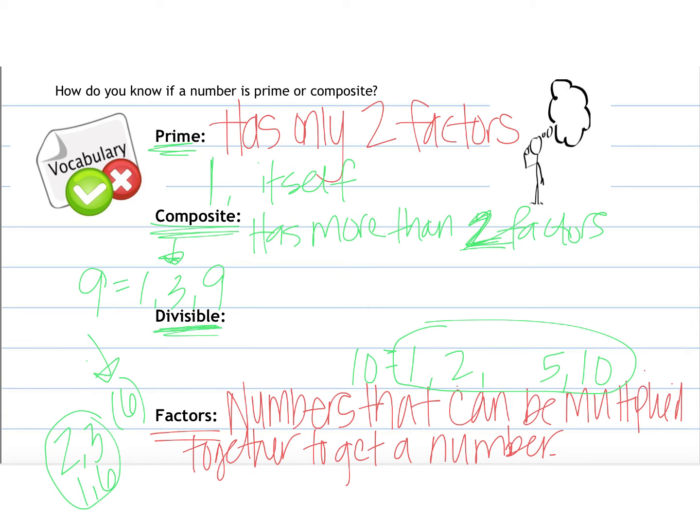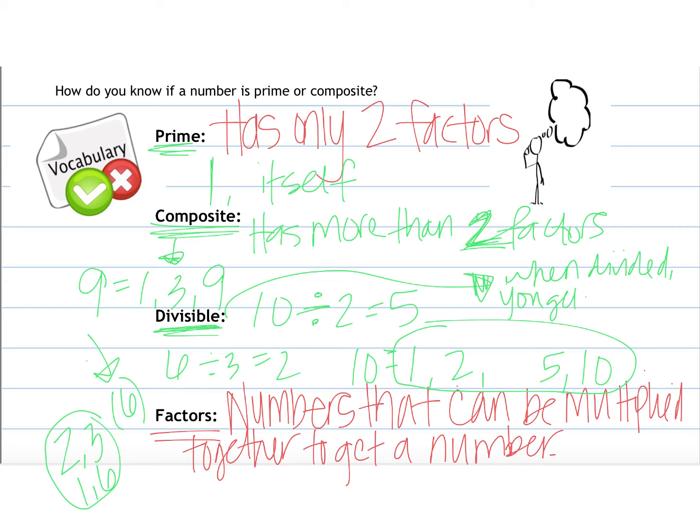And then divisible just means that it's a number that can be divided by something. So 10 can be divided by 2 to get a whole number. It's divisible if you get a whole number. 6 is divisible by 3 because we get 2. So divisible means when divided you get a whole number.